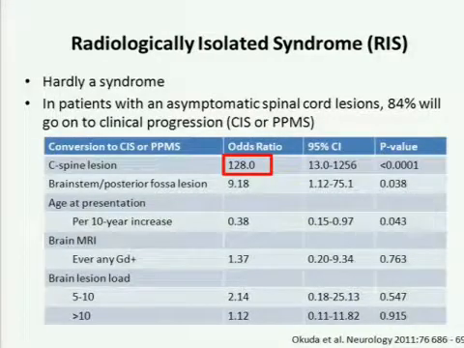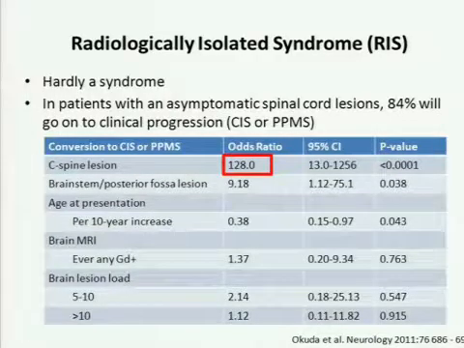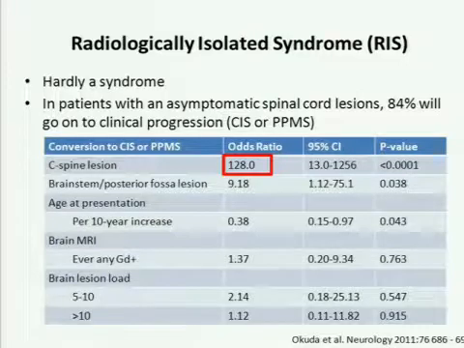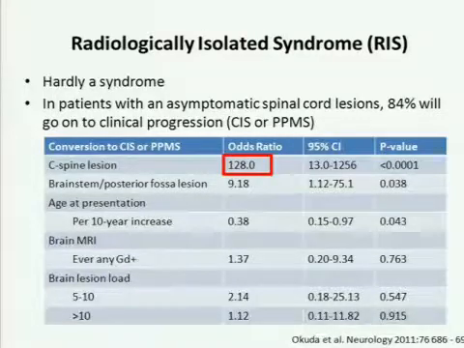And then we have this thing called the radiologically isolated syndrome, which is kind of a very... May I ask if you would consider treating someone with isolated optic neuritis?